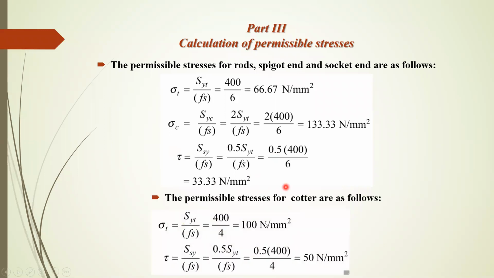The permissible stresses for the cotter we also calculate by considering the factor of safety 4. That is the only difference. Here the factor of safety is 6 and here the factor of safety is 4. The material and the SYT values are the same for all these components. So here are the permissible stresses. This is part number 3.